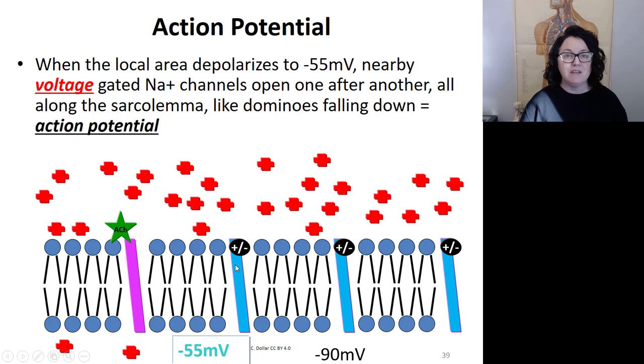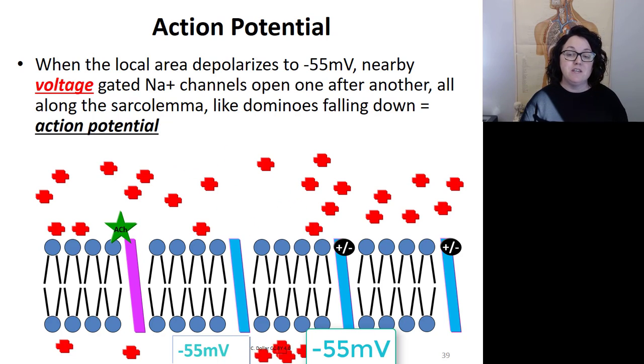Notice the plus/minus here. This is not a chemically gated ion channel. This is a voltage gated ion channel. And this negative 55 is the change in voltage that we need to open it. Once we open that voltage gated ion channel, more sodium will come in, causing the next area to depolarize, and this will cause the next voltage gated ion channel to open, which would cause more sodium to come in, causing the next voltage gated ion channel to open, and you can see how we get that traveling change in voltage. That is the action potential.